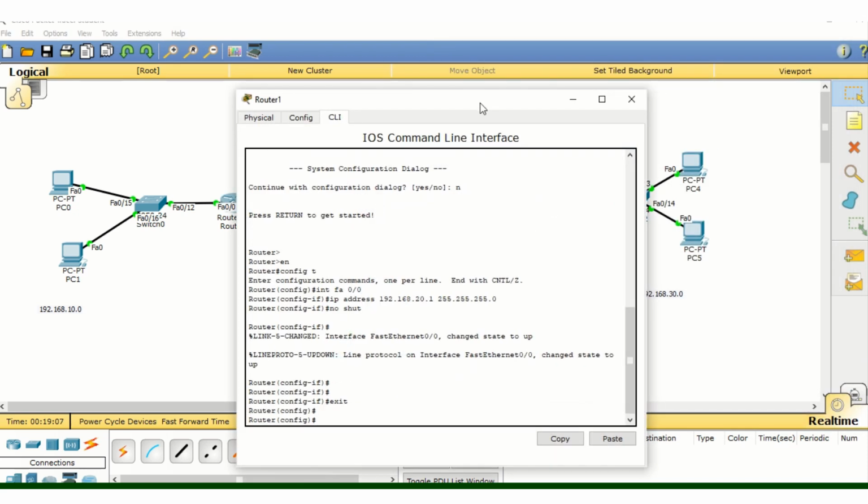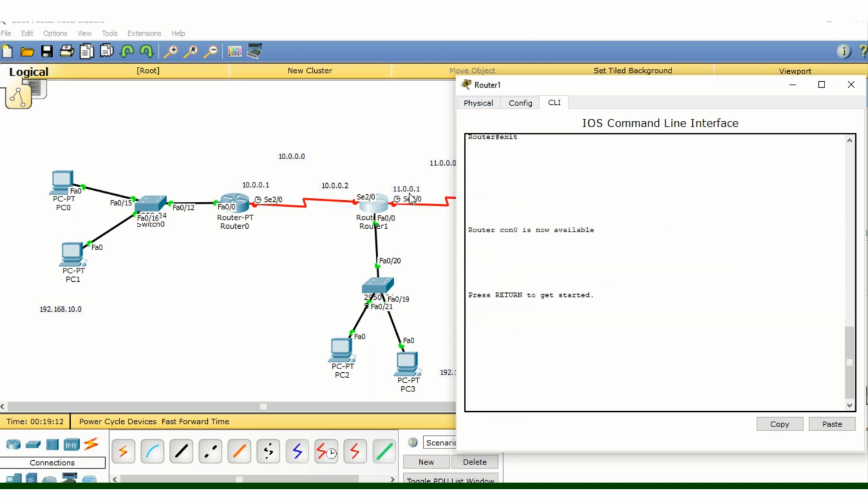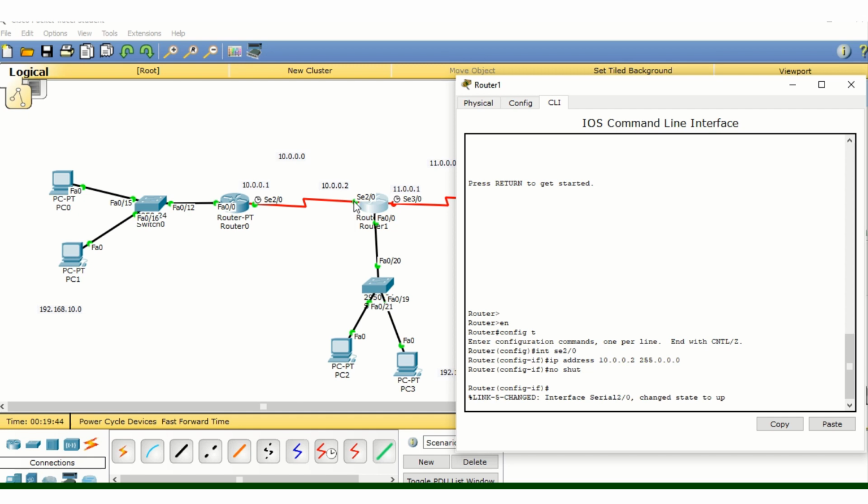So we will go to this router and configure the serial interface here. It has two serial interfaces, so we will configure both of them separately. First we configure this one: enable, config t, interface SE2/0, IP address. There is no clock on this side, so we are not going to give the clock rate here. We are just adding the IP address, 10.0.0.2, and the subnet mask 255.0.0.0. No shut. You see the state changed to up.